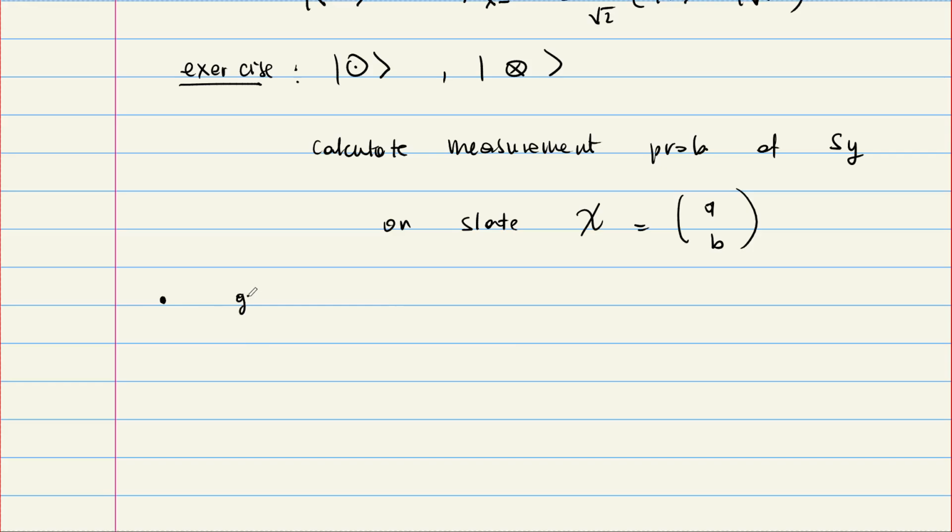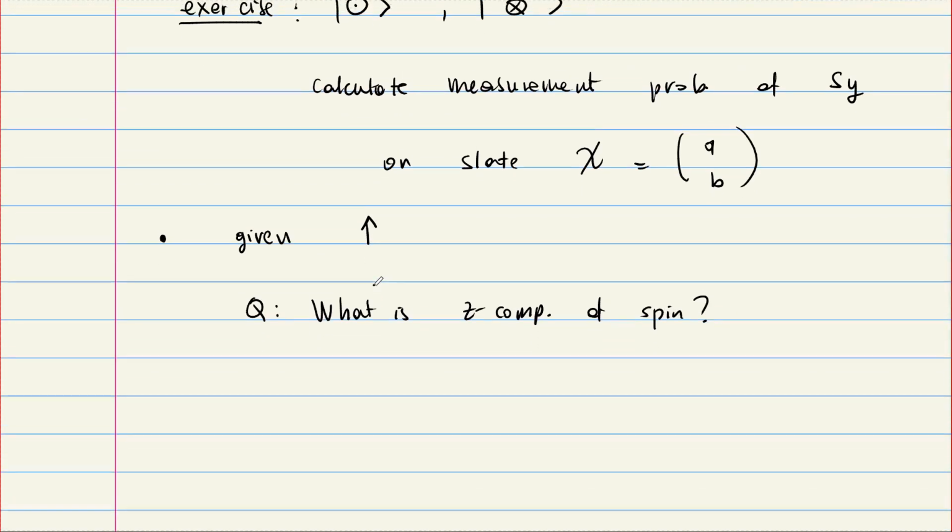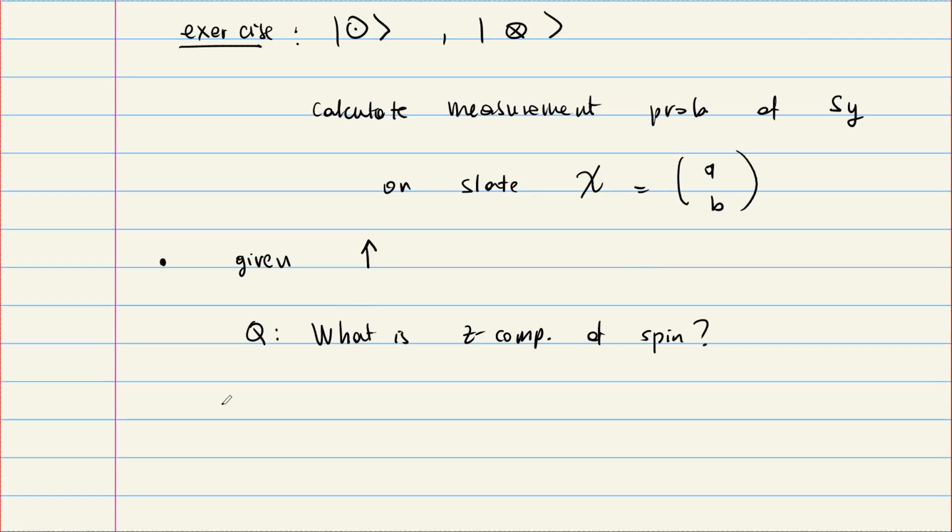Suppose somebody gives us up spin. This is z direction up spin, and there's a question. What is the z component of this given spin? Answer is h bar over 2, and this is 100%. There is no ambiguity, because it is given. Every time you measure it with Sz, you are going to get h bar over 2. So this is certain.